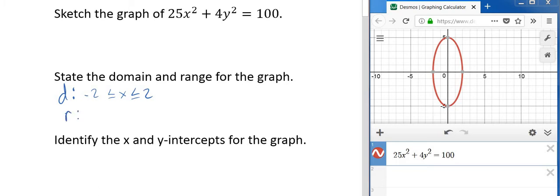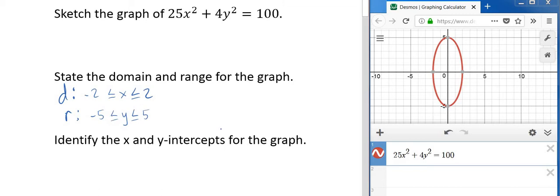How about the range? Well, you can just click here, right? It's everything from -5 to 5. And so that's my y values, -5 to 5. Okay, not too bad.